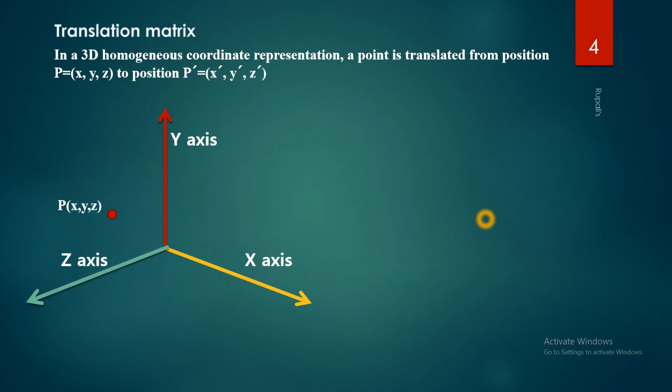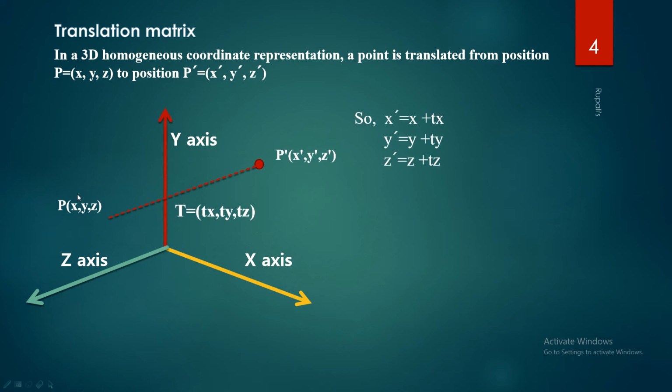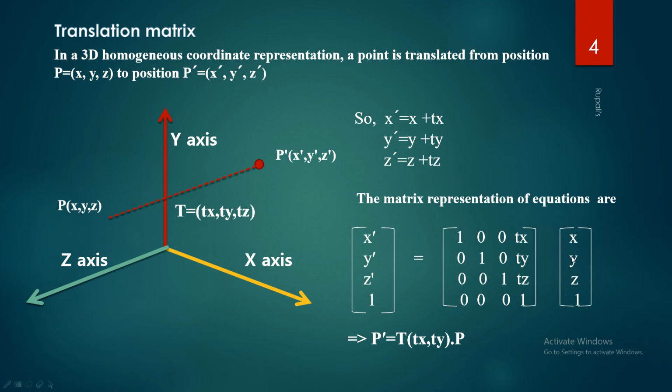So what is the translation matrix for 3D? If a point P in 3 dimension, after translation, the new position is P dash, it is x dash, y dash, z dash, and the translation distances are tx, ty, tz, then we get this translation equation. Now the matrix representation of these three equations is this. When we multiply the first row with the first column, we get the first equation, and the second row with this column we get the second equation, and the third row with this column we get the third equation. So this is the translation matrix for 3D.